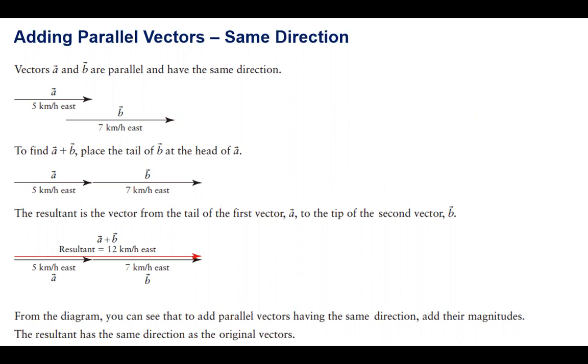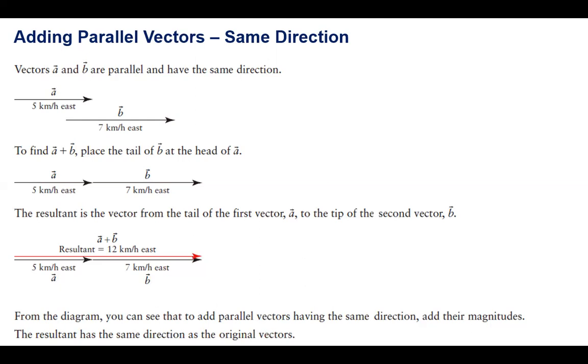So suppose we have vectors A and B that are parallel and have the same direction. Vector A is 5 kilometers per hour east. Vector B is 7 kilometers per hour east. To find vector A plus vector B, you can place the tail of vector B at the head of vector A, right? The resultant is the vector from the tail of the first vector A to the tip of the second vector B. As you can see here, because these two vectors have the same direction, the resultant is 12 kilometers per hour east.